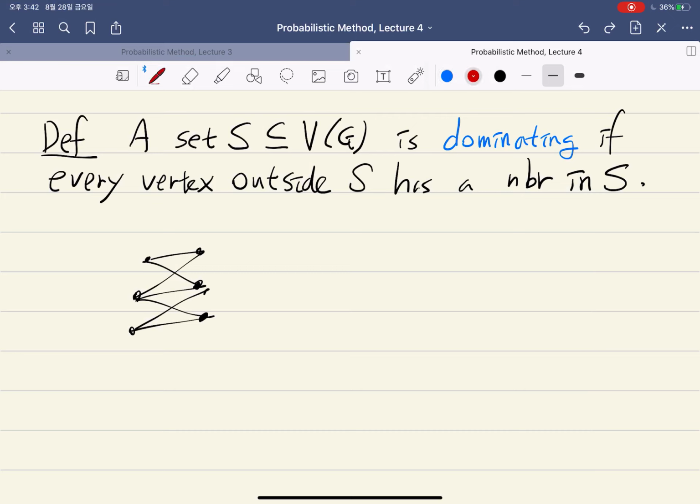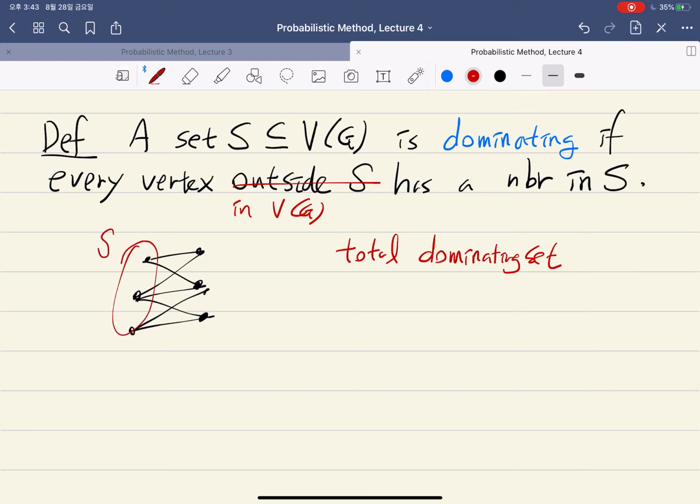And sometimes you say a set is a total dominating set if every vertex in V(G) must have a neighbor in S. In that case, this is not a total dominating set because this vertex does not have any neighbor inside of S. But if we have these two edges, then this is a total dominating set because every vertex here has another neighbor inside of S. Anyway, this is the definition of dominating set.